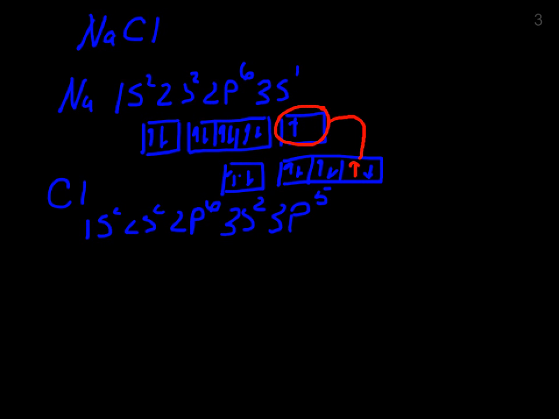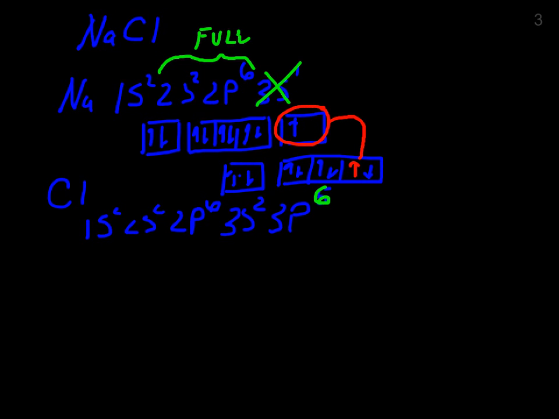Now, what's going to happen is this electron right here is going to move down and be placed into chlorine's P sublevel. It's going to do that because when sodium loses an electron, it now has a full S and P sublevel. So that's full. And when chlorine pulls away an electron from sodium, it also gets a full S and P sublevel. All right? So they're both full. So they got what they kind of wanted to have happen.